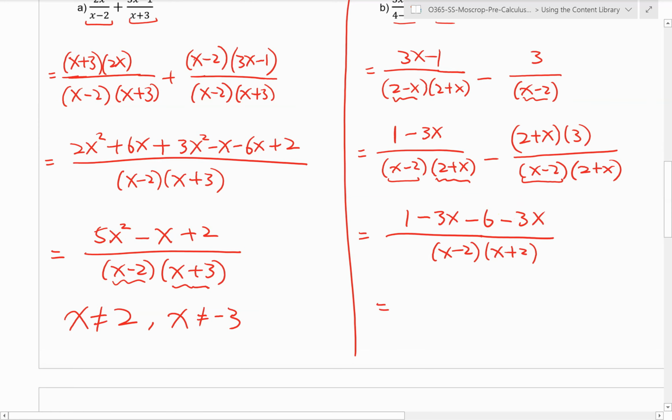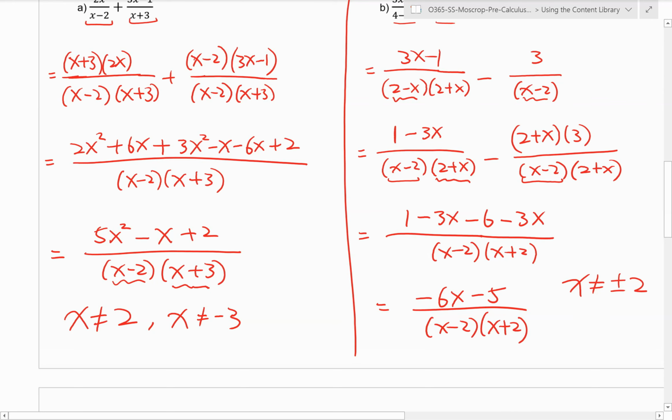Now we can combine like terms. Negative 3x minus 3x is negative 6x. 1 minus 6 is negative 5. You still have the x minus 2 and x plus 2 here in the denominator. And your non-permissible values will be x cannot equal plus or minus 2, because those two values will make your denominator 0.